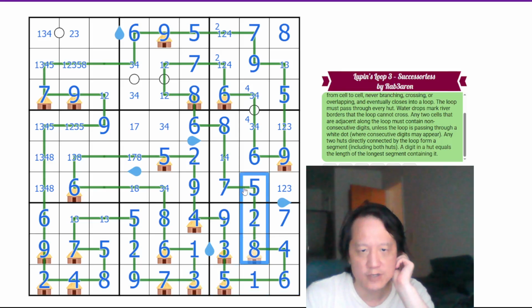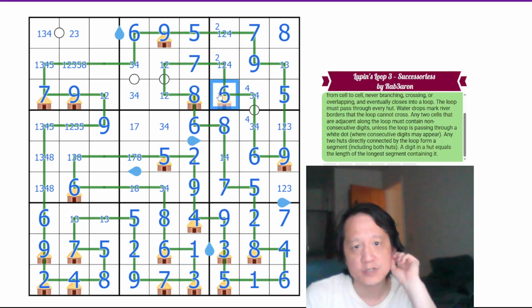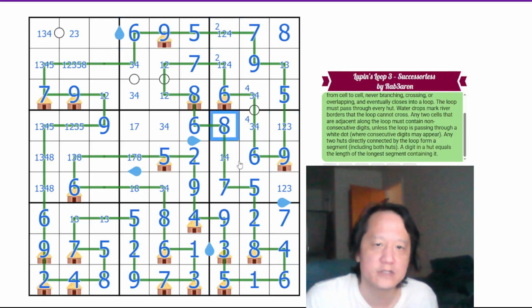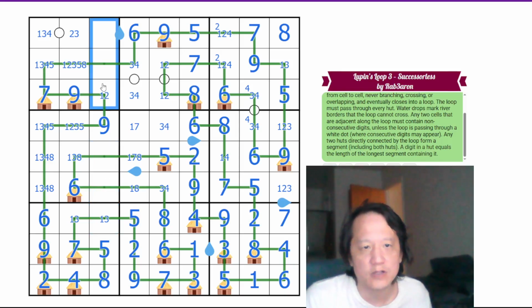So 6 is the longer one. And this is 9. So that's all the huts. Right, consecutive. So let's fill out the rest of column 3.